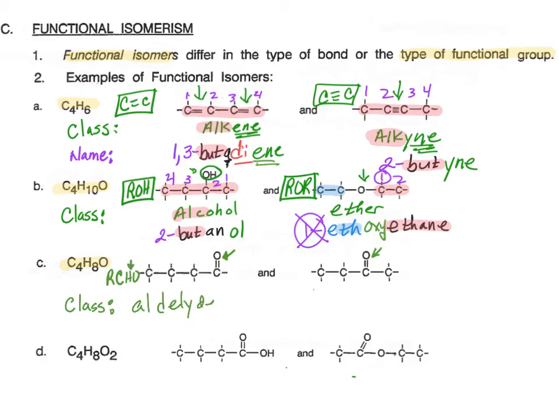And on the other one, number 2, we have 2 carbons on each side of the carbon double bond O. On that carbon, there's a carbon on both sides. That means that it is a ketone. So these are different functional classes. One's an aldehyde, one's a ketone, and that tells us that we have a functional isomerism.